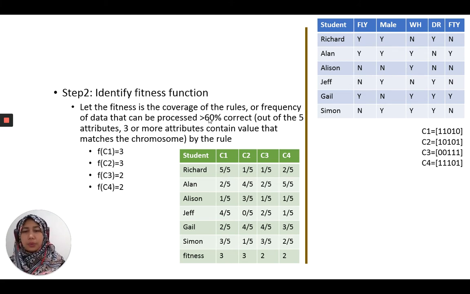But based on this one, we can identify the score of C1 on Richard. So this chromosome 11010 can parse Richard 5 out of 5, meaning all the combinations are correct. For C1 on Ellen, it only matches 2 genes out of the whole 5, and then Allison only 1 matches, and so on. From this, I can count the number of scores that are more than 60% correct. So I got the fitness score for each of the chromosomes.